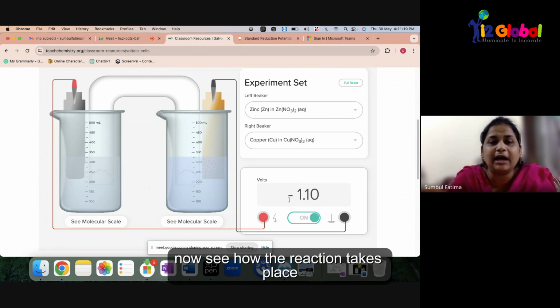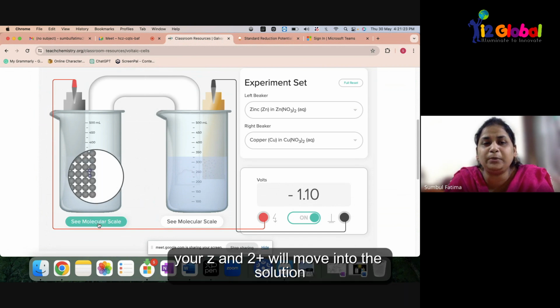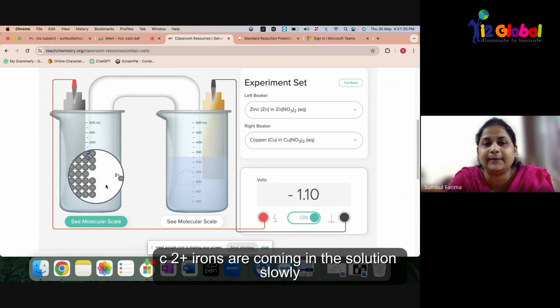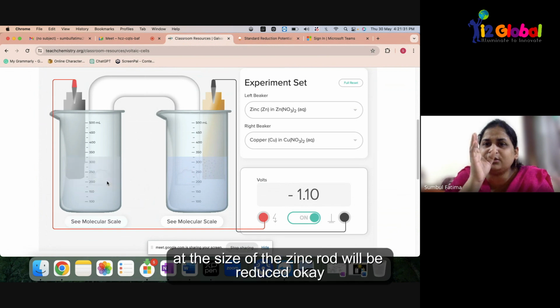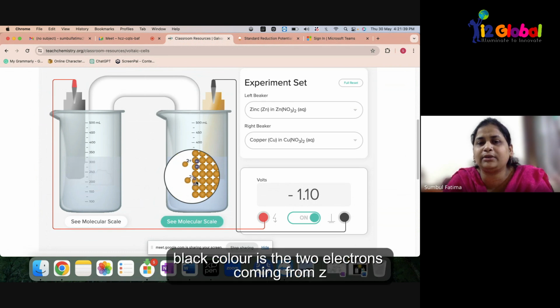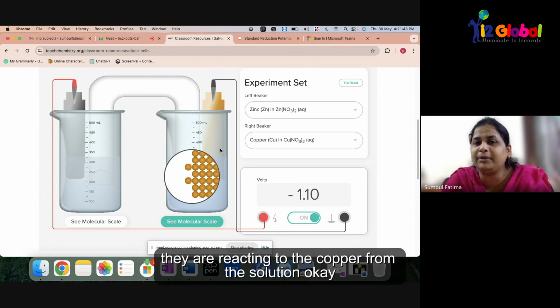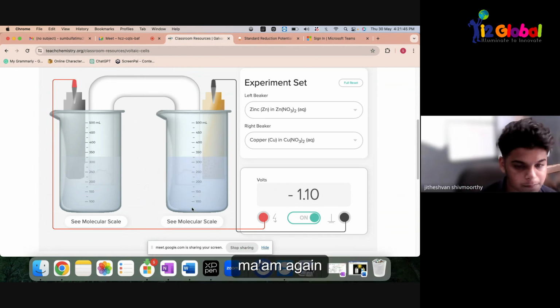Now see how the reaction takes place. See the molecular scale. Your Zn2+ will move into the solution. See, 2+ ions are coming into the solution. Slowly, all the ions at the zinc rod will be reduced. Now see the other side. This black color is the two electrons coming from zinc. They are reacting with the copper from the solution.